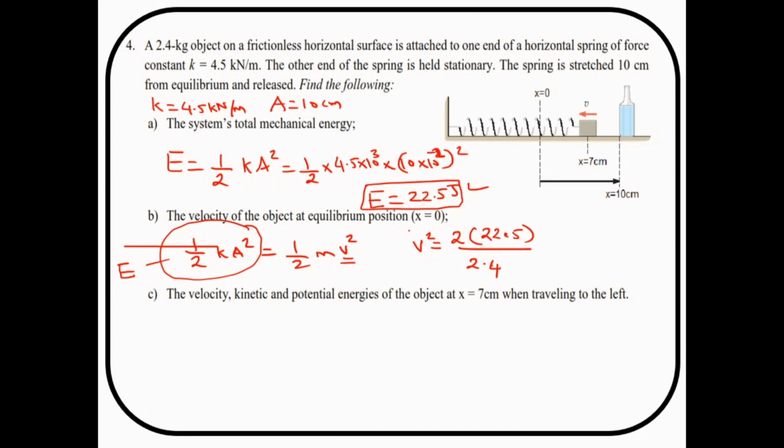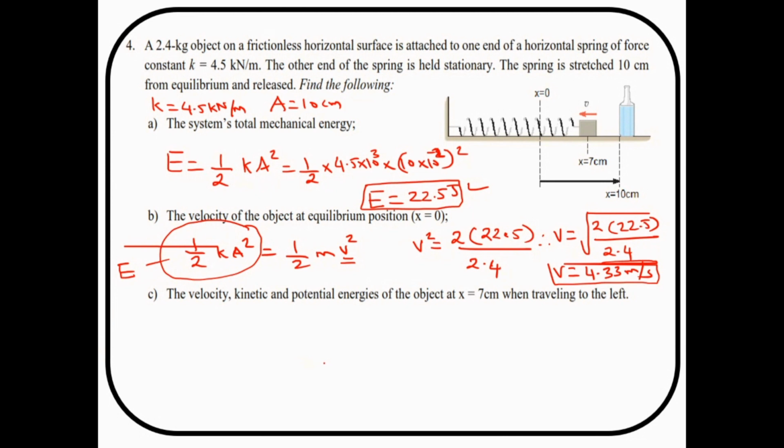Now after that I have to take the square root. So if you take the square root of the above equation, v becomes square root of 2 multiplied by 22.5 over 2.4. So I have to calculate the value of the maximum speed. Square root of 2 multiplied by 22.5 over 2.4, I got the answer as 4.33 meter per second. So this is the answer for the maximum speed.